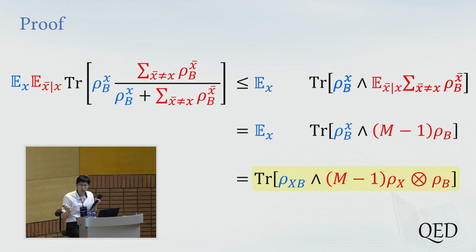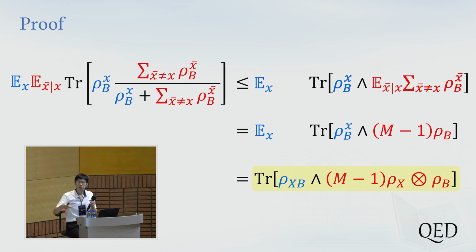In the last step, if we use the direct sum structure, then we can move, this guy is equivalent to the trace of rho_XB, the joint state, against the product of the marginal and the N minus 1. So we are done. That's the whole proof. Essentially, it's just a 3-line proof.